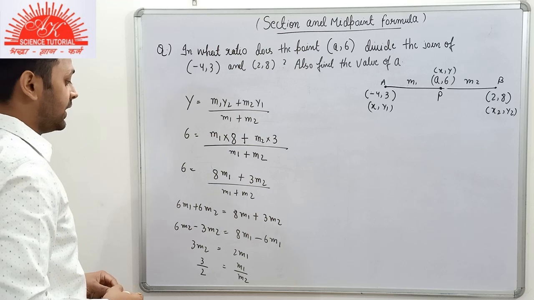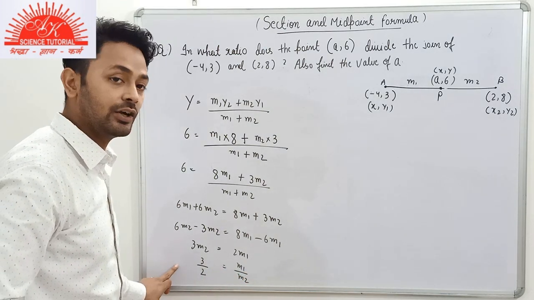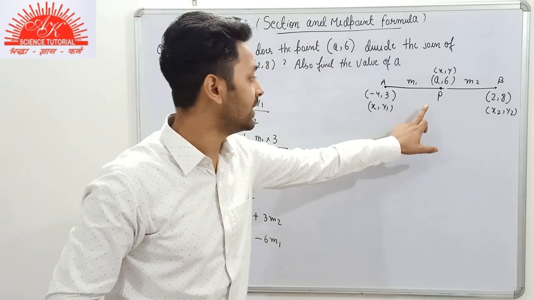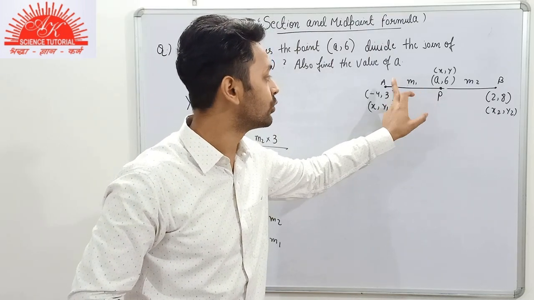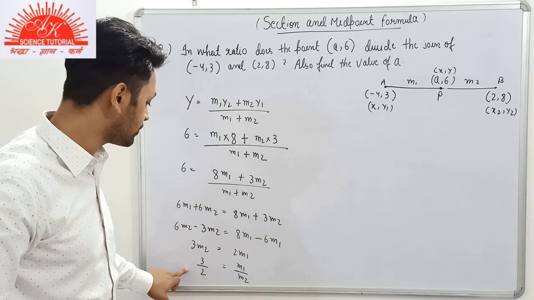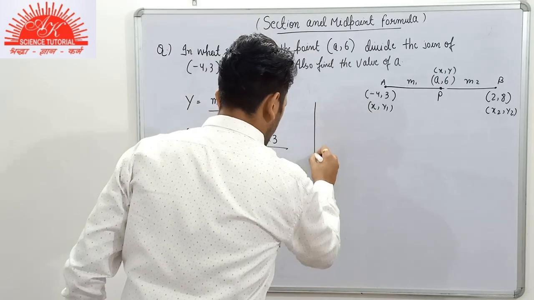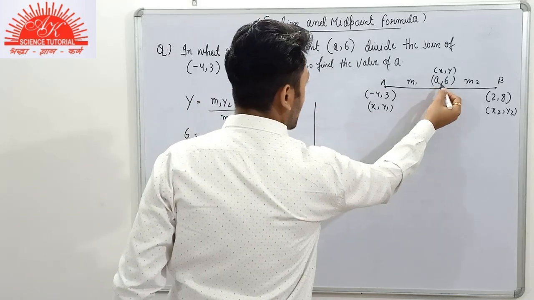So we are obtaining the ratio m1 is to m2 is equal to 3 by 2. The ratio which is dividing the line segment into two parts is 3 is to 2. Now on the basis of this, we have to find the value of a here, that is the abscissa.